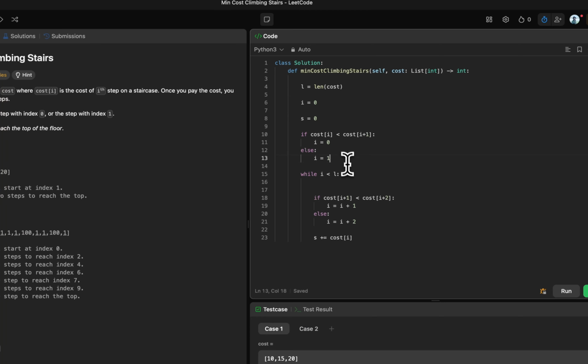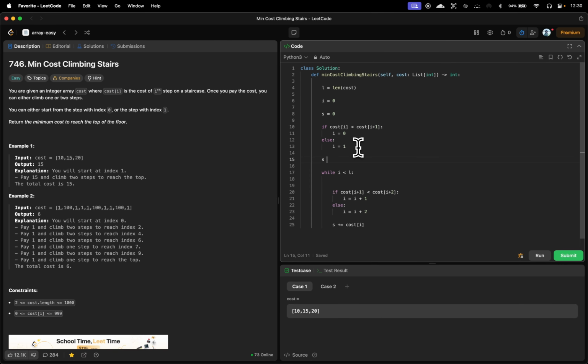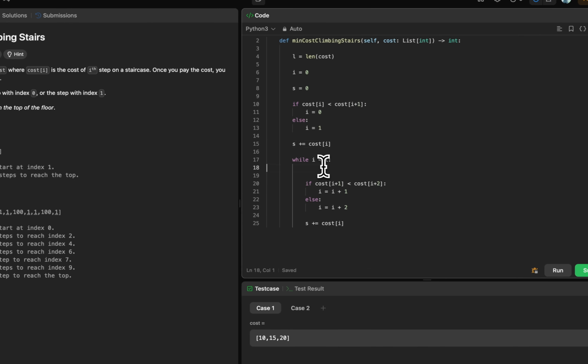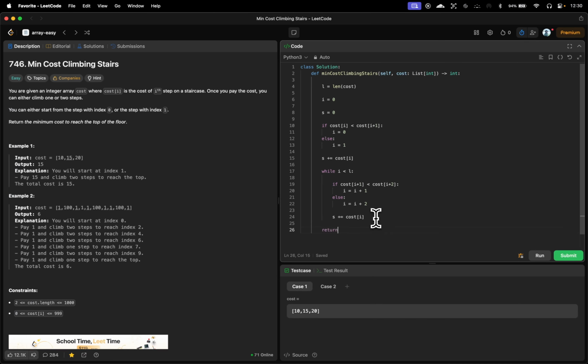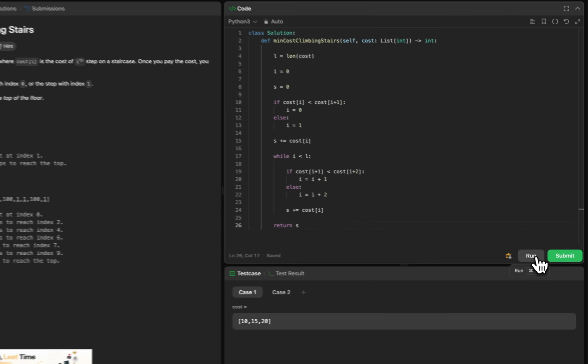And then anyhow the sum would be s plus equal to cost at i, and that's how it will start. It will go, and at the end I should have the sum. Return s. That's it.